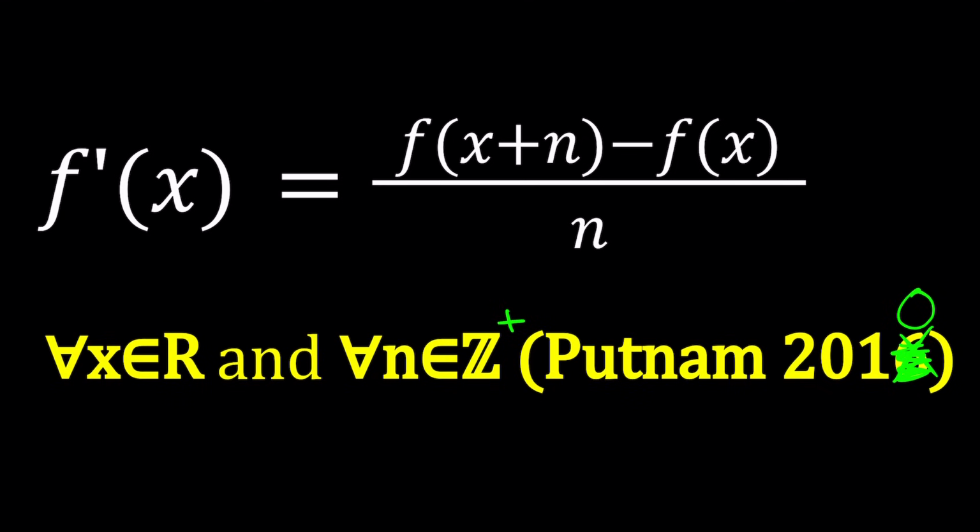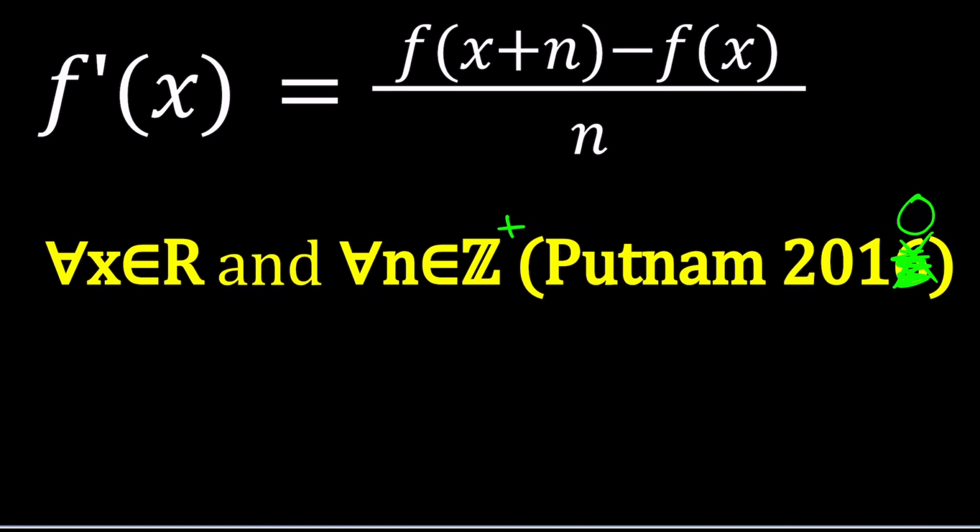So we're given an identity that's true for all real values of x and for all positive integer values of n, which is f prime of x is equal to f of x plus n minus f of x, divided by n. The reason why I chose this problem is because it's pretty easy and manageable. One of those easy problems on the test. Most problems on Putnam are actually pretty complicated. Now, of course, our goal is to solve for f of x. That's what we're going to try to do.